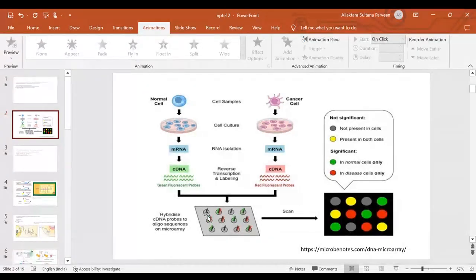Why is cDNA used? A gene can have exons and introns. Exons are the ones which get transcribed into mRNA, but introns do not. They get excised through splicing, and only the exons remain in the mRNA. The reason we're not dealing with mRNA is that cDNA, or DNA itself, is much more stable than RNA, so it's easier to handle. That's why whatever experiments are done are basically done with cDNA.